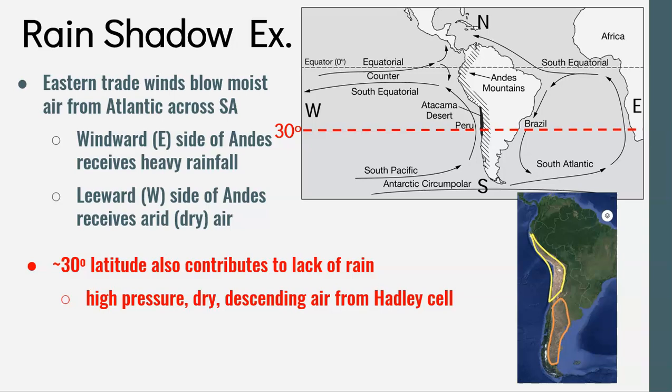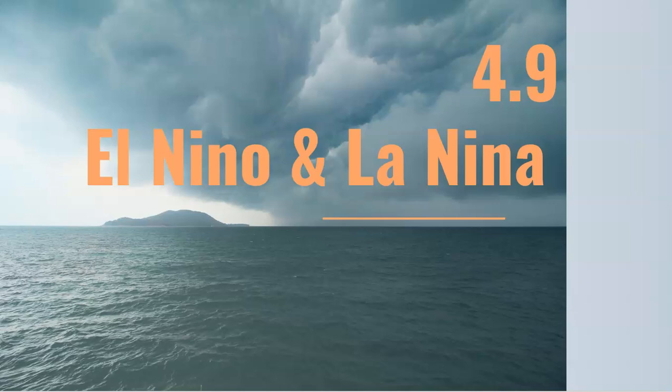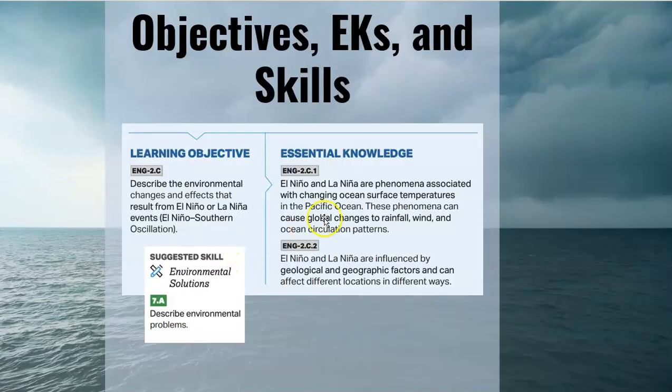Okay, let's look now at El Nino and La Nina. Now, El Nino and La Nina are in the news a lot because this is a phenomenon that happens in the Pacific Ocean, and it is very important, especially in the United States, to the amount of rainfall that we get. So you need to know that it's associated with changing ocean surface temperatures. This phenomenon can cause global changes to rainfall, wind, and ocean circulation. So it's super important.